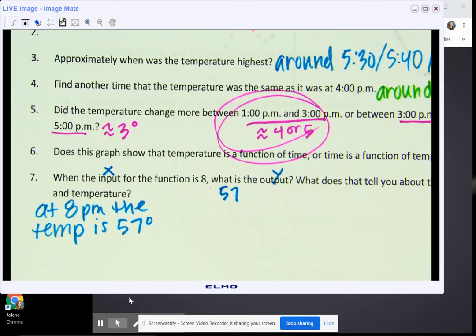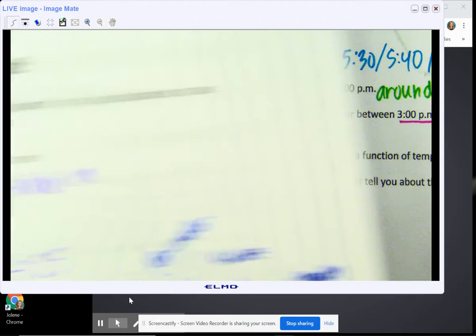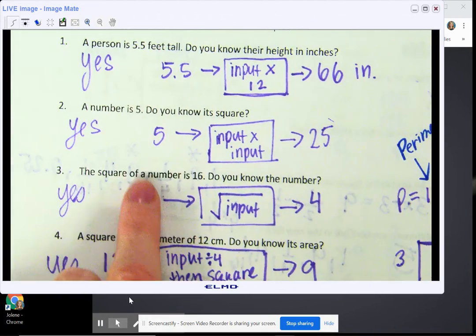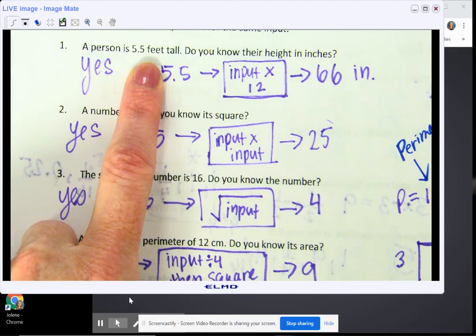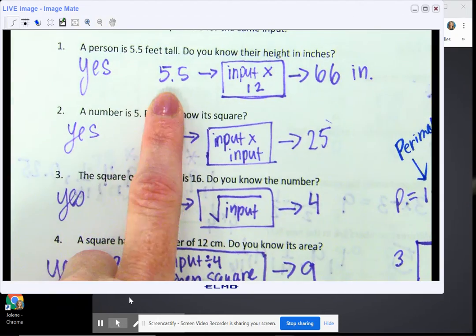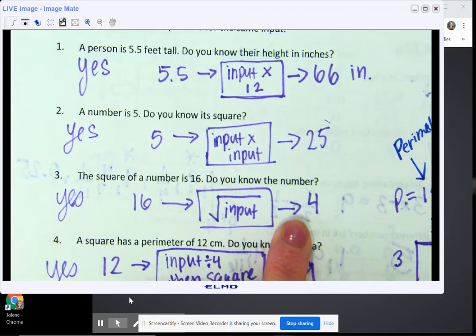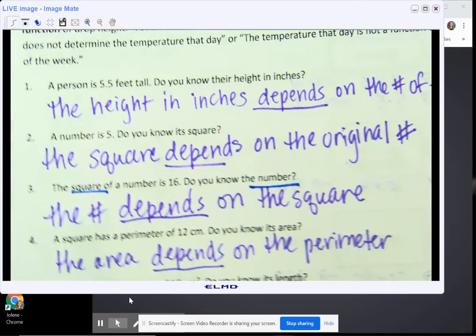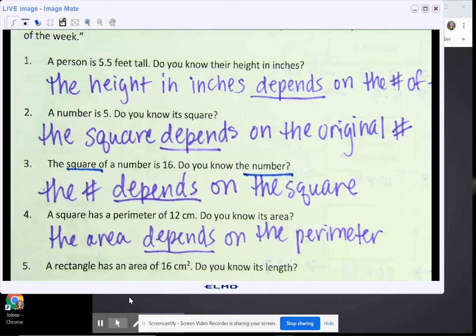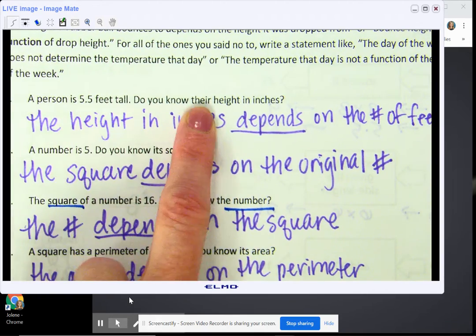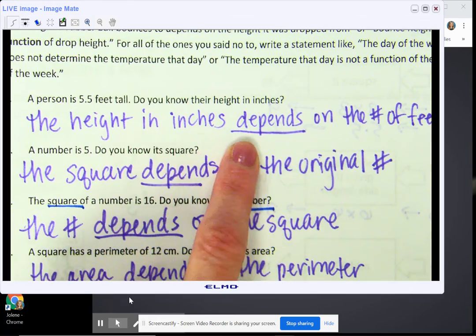You don't need to change anything in your notebook or your note packet, but if you happen to remember back to lesson 2, it was the first time we made function machine rules. And we said, if the person is 5.5 feet tall, do you know the height? The input's 5.5, the output is 66. And we made some machines. And then on the next page, we wrote down some words. Well, what depends on what? If the person is 5.5 feet tall, the height in inches depends on the feet.